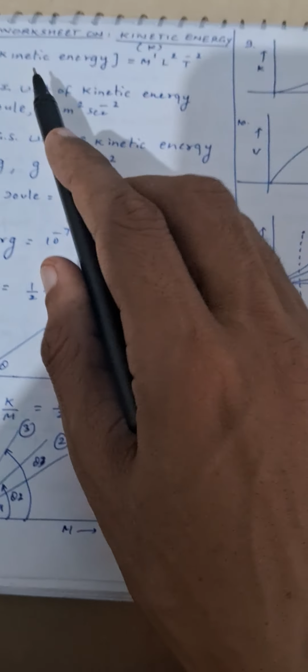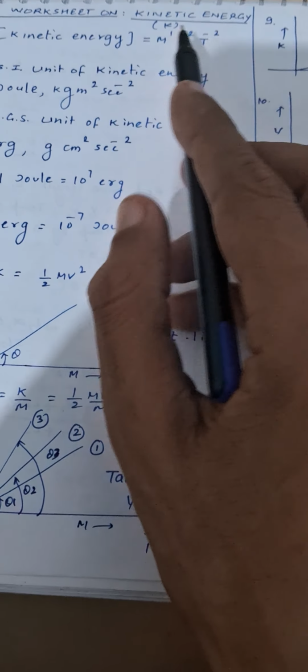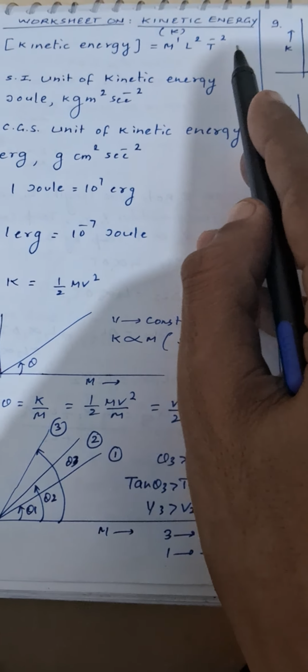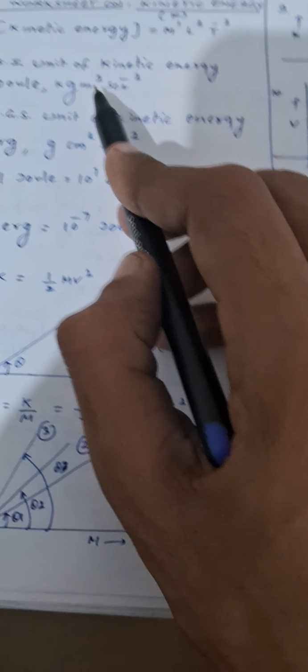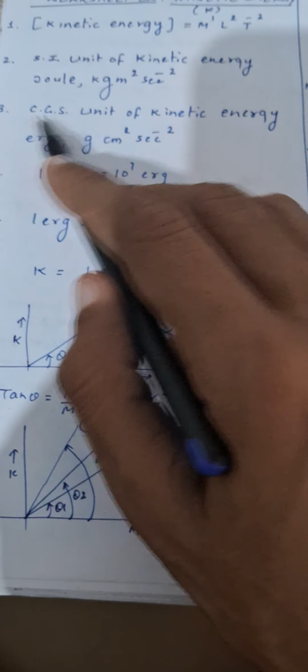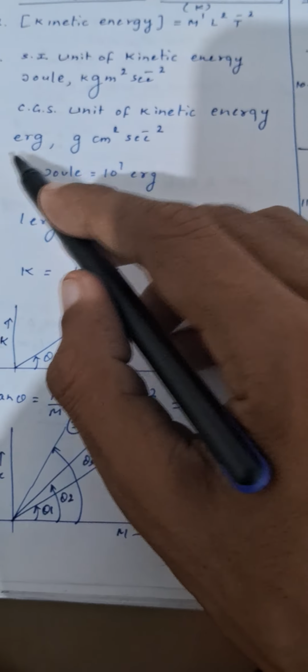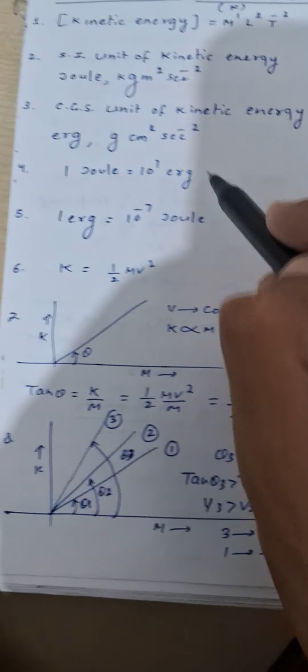Let's start with that. The first question is dimensions of kinetic energy. So it is M^1 L^2 T^-2. Next is SI unit of kinetic energy. It is joule or kg meter square second minus 2. Third is CGS unit of kinetic energy. It is erg or gram centimeter square second minus 2.